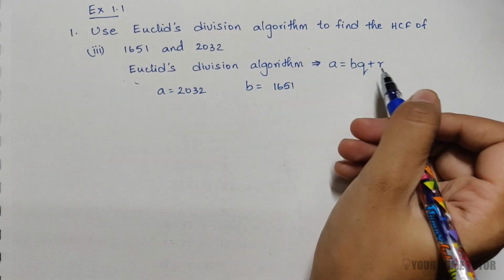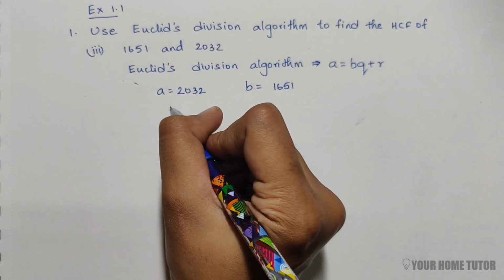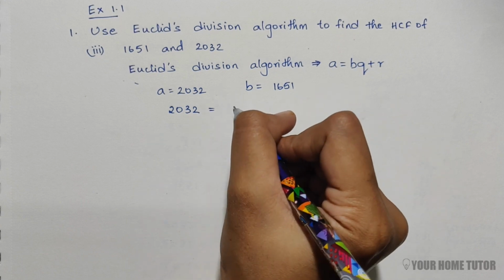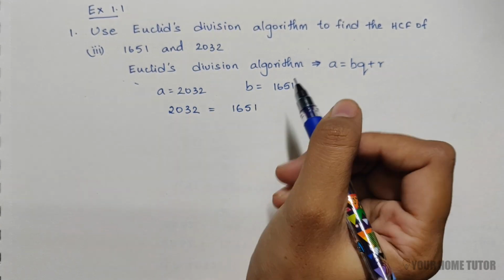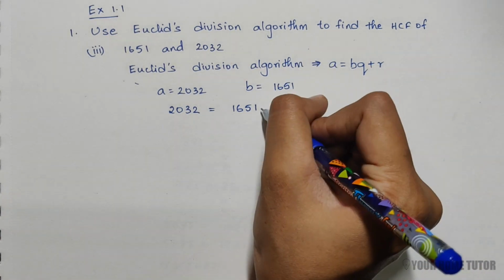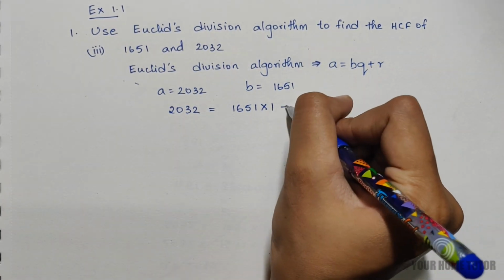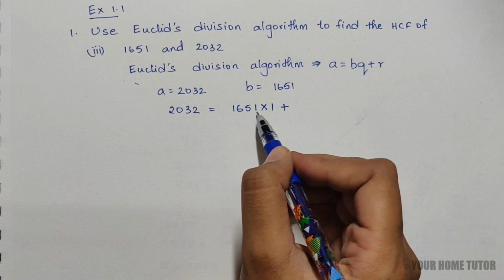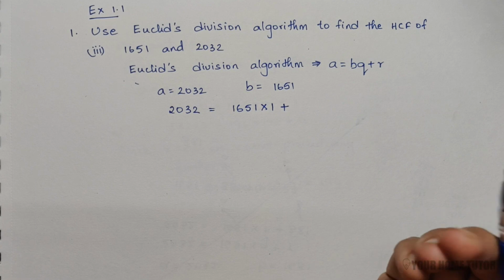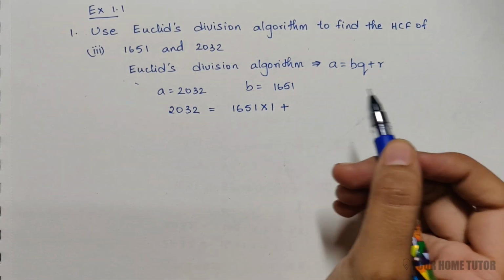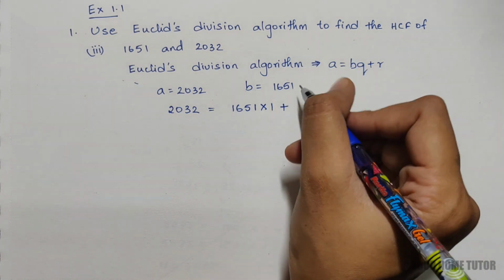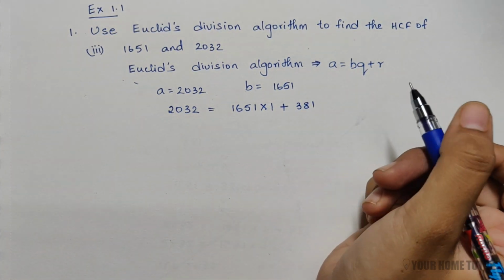So applying Euclid's division algorithm, 1651 into 1, because if I take 2, that would be greater than 2032, and if I subtract 2032 minus 1651, I would get a remainder of 381.